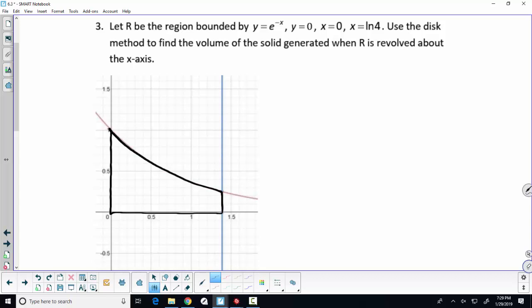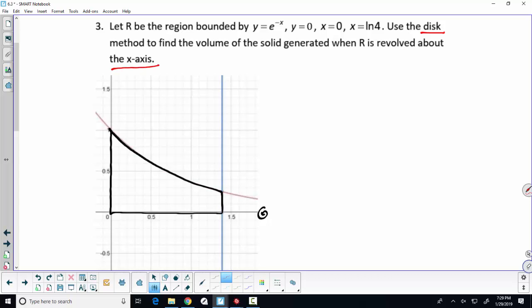So that's our region. We're going to take that region and revolve it around the x-axis. I'll specify on the exam which method to use. So we need to think of two things here. We're using the disk method, revolved around the x-axis.